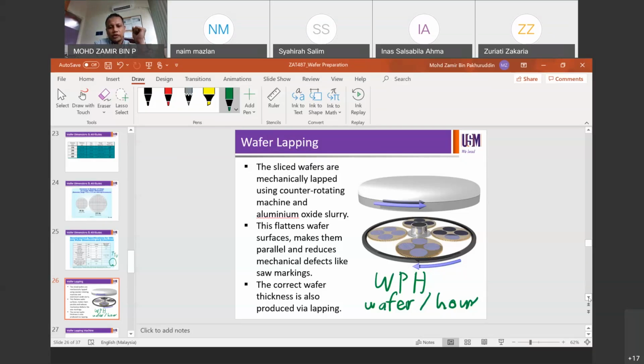So this is one of the processes that ensure that the surface is in the best condition. It flattens the wafer surfaces, makes them parallel, and reduces mechanical defects, saw markings, and everything from the previous process. The correct wafer thickness is also produced by the lapping process. You can also tune the thickness, because the moment you do the lap process, you are actually removing the non-uniform parts. So indirectly, you are actually reducing the thickness of the wafers. Okay.